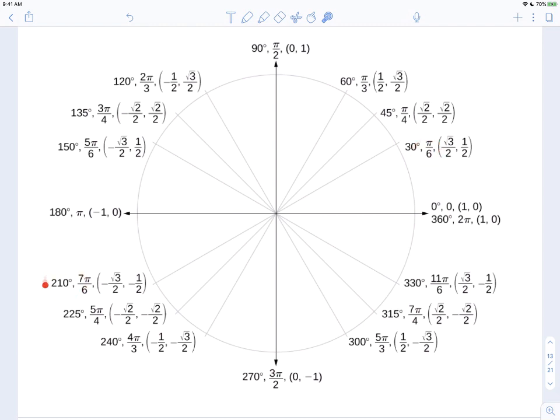Another common angle, for example, would be 210 degrees, which is 7 pi over 6. And the coordinates here are negative square root of 3 over 2 and negative 1/2. The reference angle for 7 pi over 6 is pi over 6. So these coordinates are the same, but just with minus signs in front of both, because this is in the third quadrant. So these are the most commonly used angles together with their coordinates on the unit circle, which give you the cosine and sine of those angles.